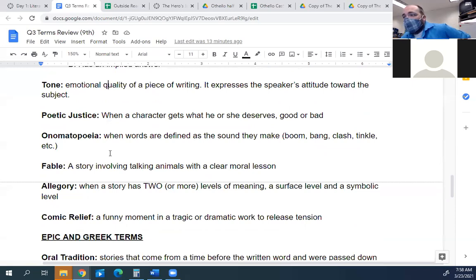Tone is the emotional quality of a piece of writing, and it expresses the speaker's attitude toward the subject. So basically, angry, sad, depressed, thoughtful. These are all words that can express the tone of something, and different characters tend to have different tones. You have characters that are sort of angry, and characters that are belligerent, and characters that are thoughtful. A good example would be if you're reading Ender's Game, there's a clear difference in tone between, say, Valentine and Peter. They have different ideologies, they have different thought processes, and it comes across very clearly in the language that they've got.